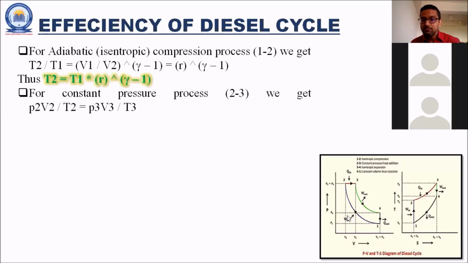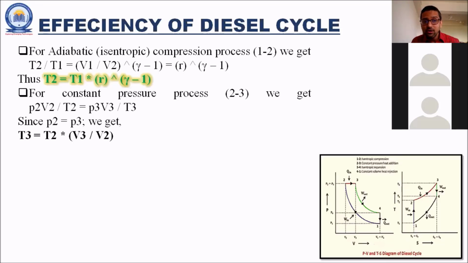Now for the constant pressure process 2 to 3, we can write down the combined gas law P2V2 by T2 is equal to P3V3 by T3. But from the PV diagram, we are observing that P2 is equal to P3. So P2 and P3 get cancelled out. So we are getting the answer, that is T3 is equal to T2 into V3 by V2.